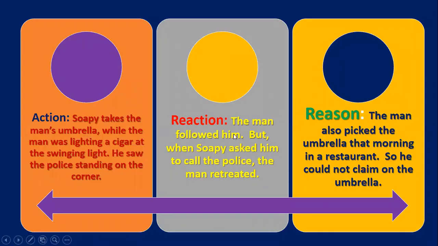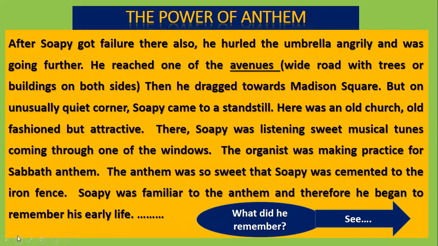Let us analyze this action. Sophie takes the man's umbrella while the man was lighting a cigar at a swinging light. He saw the police standing on the corner. Reaction: the man followed him, but when Sophie asked him to call the police, the man retreated. Reason: the man also picked the umbrella that morning in a restaurant, so he could not claim the umbrella. Okay, so Sophie's this attempt also failed.